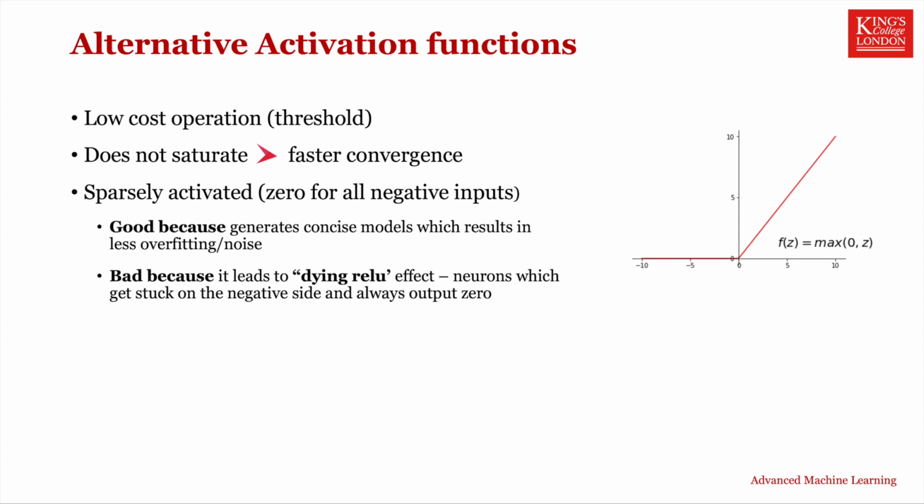This corresponds to the max function such that the function is 0 for negative inputs and it's linear for positive inputs. This is good because it doesn't saturate, so it avoids the vanishing gradient problem, leading to faster convergence. Also, its sparsity means that it can support more concise models, where by sparsity I mean that the neurons are non-zero only for a few inputs, and this can help avoid overfitting. It's not perfect, however, due to the dying ReLU effect, where neurons can get stuck on the negative side and always output 0, meaning that they don't contribute to the solution.